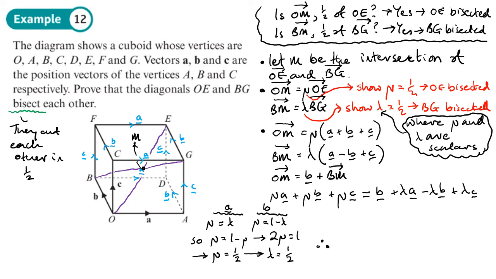Therefore, BG and OE bisect each other. And why do they bisect each other? Because these scalars here we've worked out to be a half. And what did we say right at the start? If we can show that they're a half, then they bisect each other.